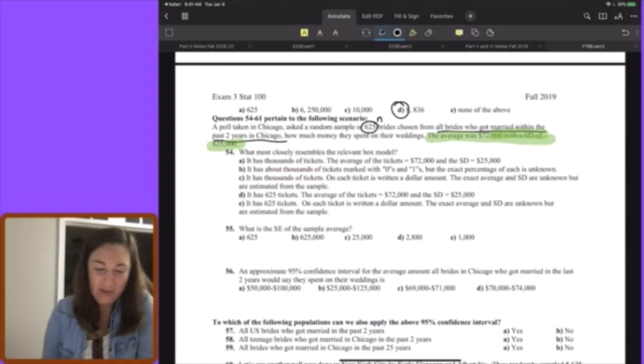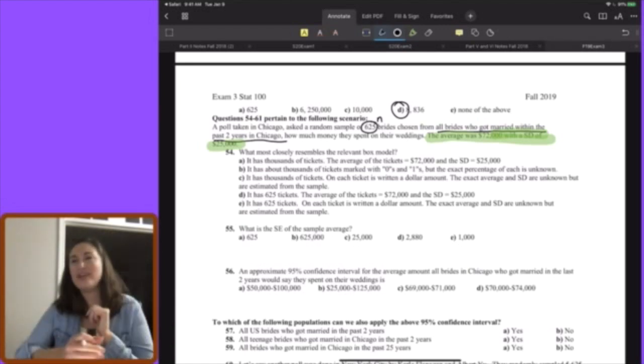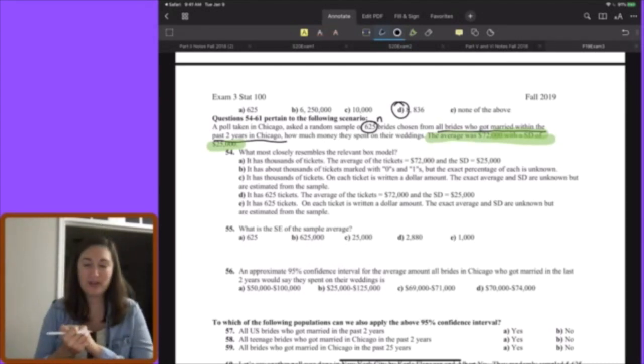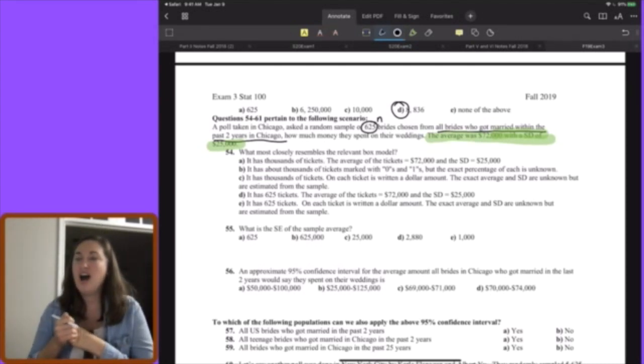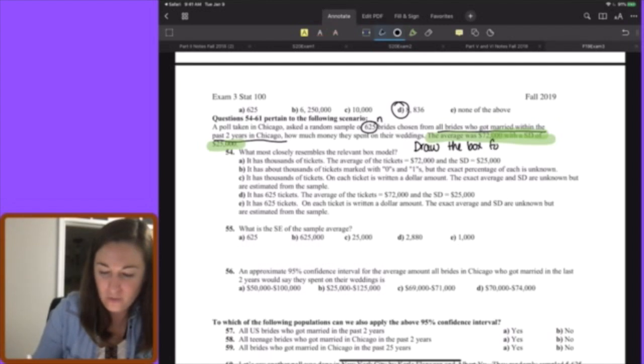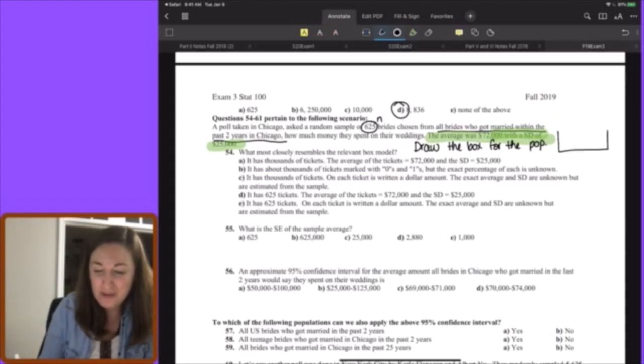Okay, so it says what most closely resembles the box model. So this is a survey. We could think of it as drawing tickets out of a box, drawing brides from this population, brides who got married within the past 2 years. And remember, with surveys, we always want to draw the box for the population. So all brides who got married in the past 2 years in Chicago, I would say that's probably thousands of tickets.